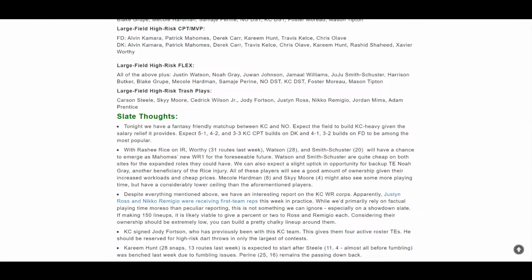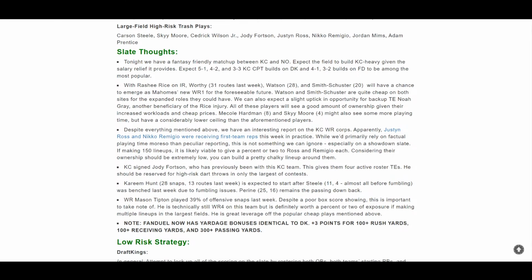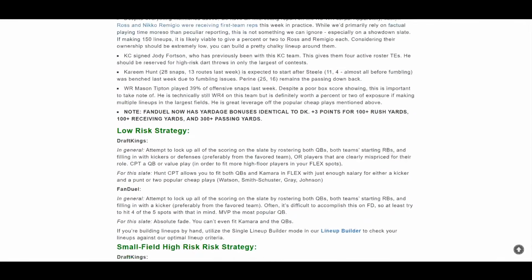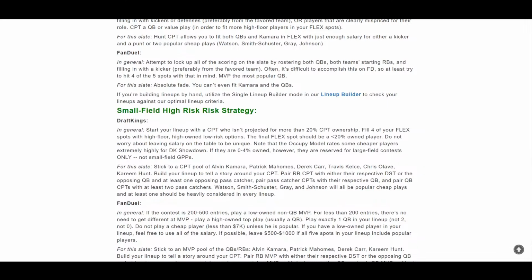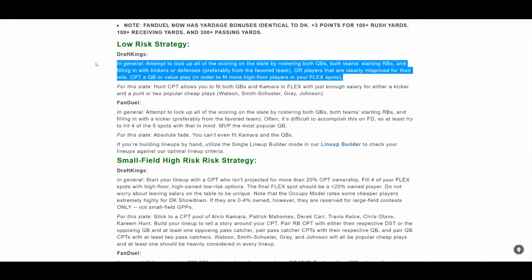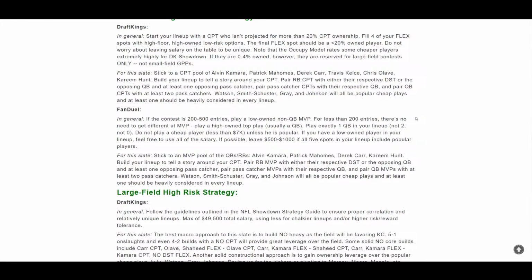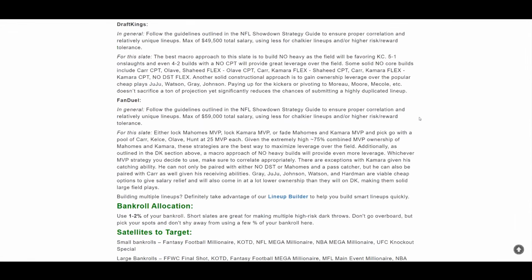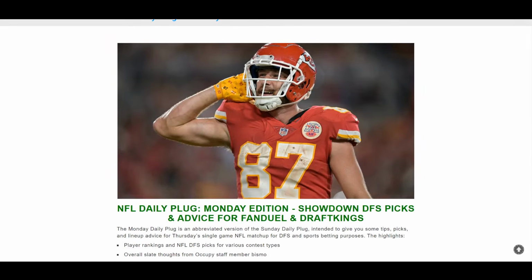Let me know. The writer's slate thoughts, different metrics, different ideas they're thinking about for tonight's slate. And then low risk, high risk, small field, and large field strategies and tips for the slate. It gives you a general idea of what you need to do in this contest type and then exactly what to do on this slate. And we have this for all the primetime showdown daily plugs. And then some bankroll and satellites to target. So we'll come back to this and I'll tell you how I use it.